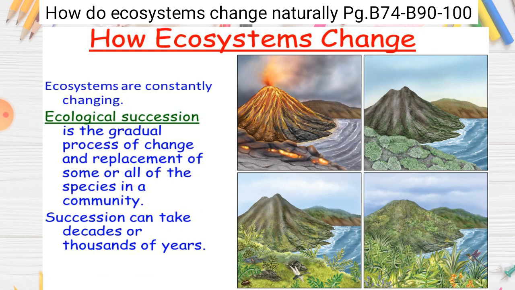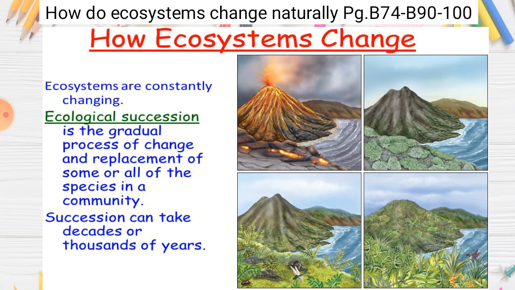Our topic for today: how do ecosystems change naturally? Ecosystems are constantly changing. This is called ecological succession. Ecological succession is the gradual process of change and replacement of some or all the species in a community. Succession can take decades or thousands of years.